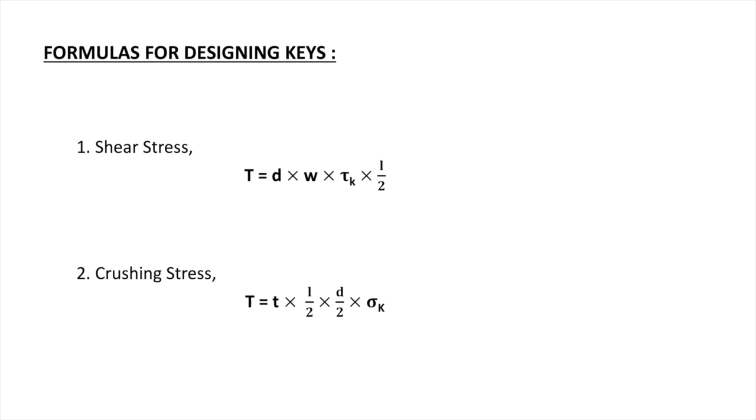Height is considered as the thickness, so it's all the same. Height and thickness are the same, which we will find out through the design data book. And sigma K is the maximum allowable crushing stress on the key. Yeah. So now let's check out a problem.